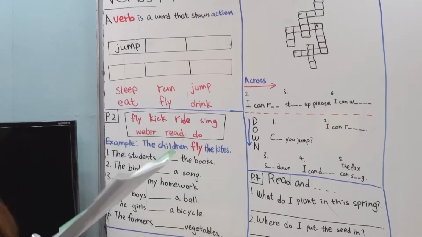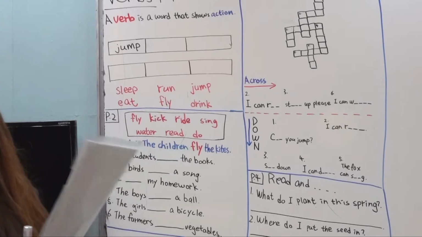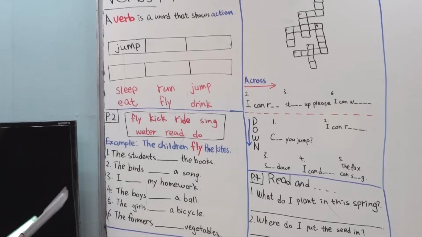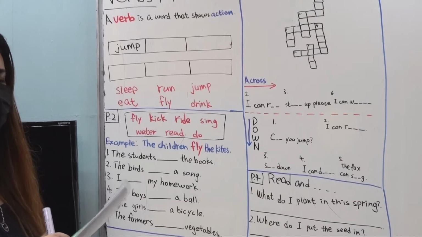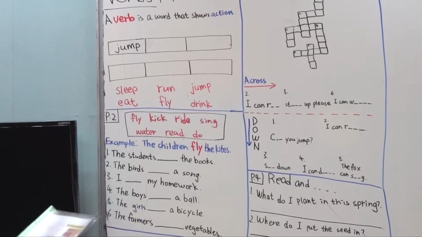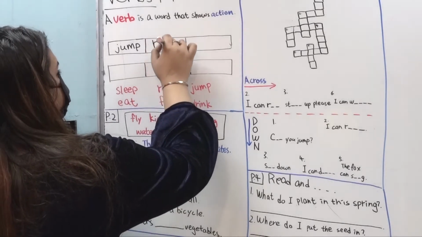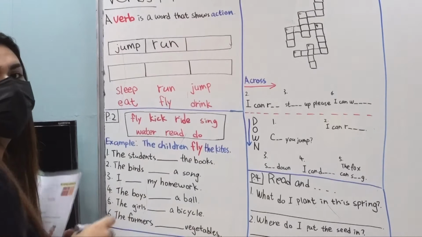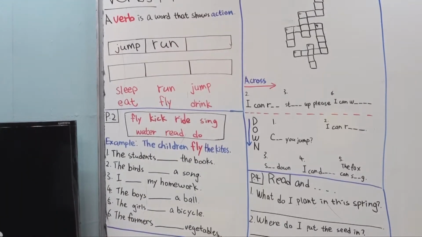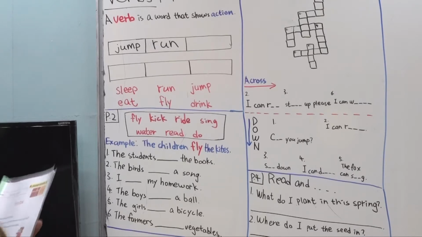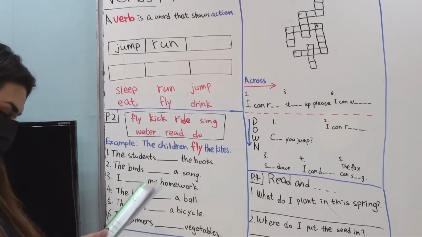Picture 2. Which verb do you use for picture 2? Look at your book, page 1. 3, 2, 1. Is that fly? Is the boy flying? Or is it run? Yes, the correct answer is run. The boy in the picture is going to run. The verb is run.